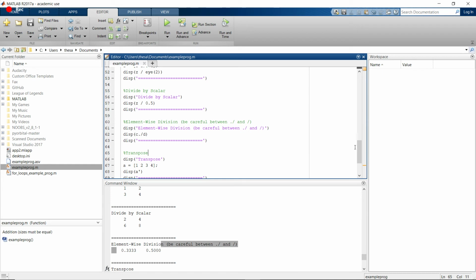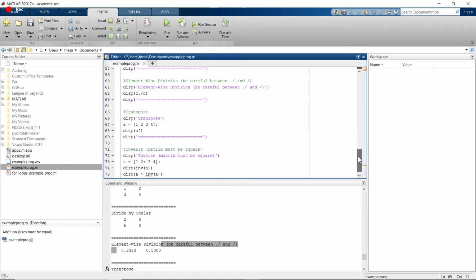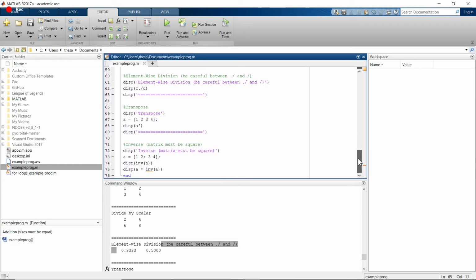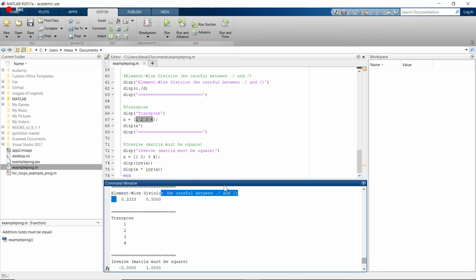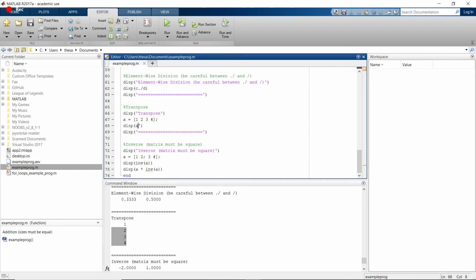Now these last two operations are special to matrices themselves, and those are the transpose and the inverse. The first is the transpose, and what this does is it takes everything in a row and moves it into a column, and everything in a column and moves it into a row. So we have this row vector here of 1, 2, 3, 4, and it'll flip it on its side and make it into a column vector of 1, 2, 3, 4. To do that, we just use the apostrophe after the matrix. So we just do A prime, for example, and that'll give us the transpose of A.